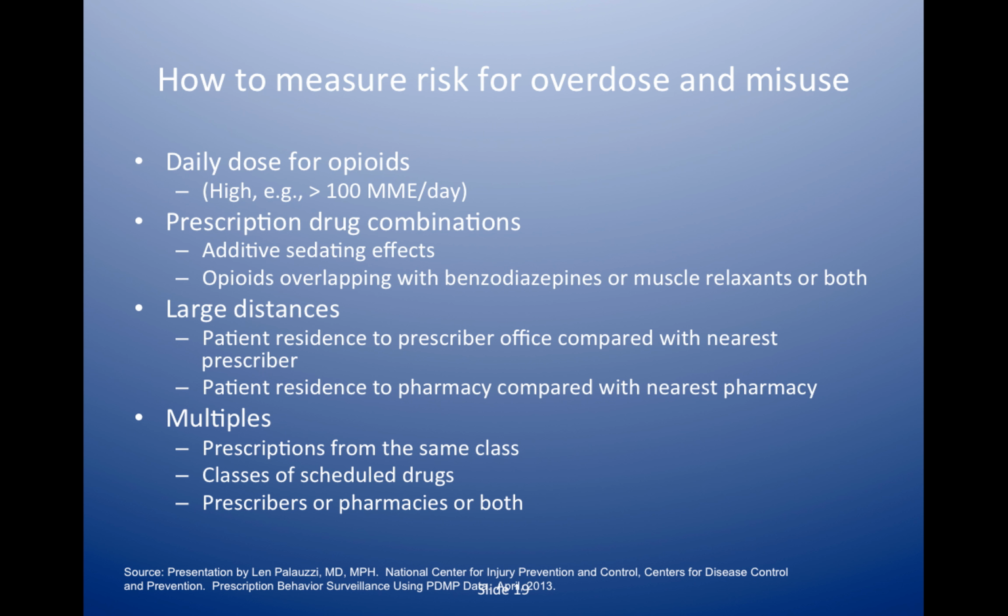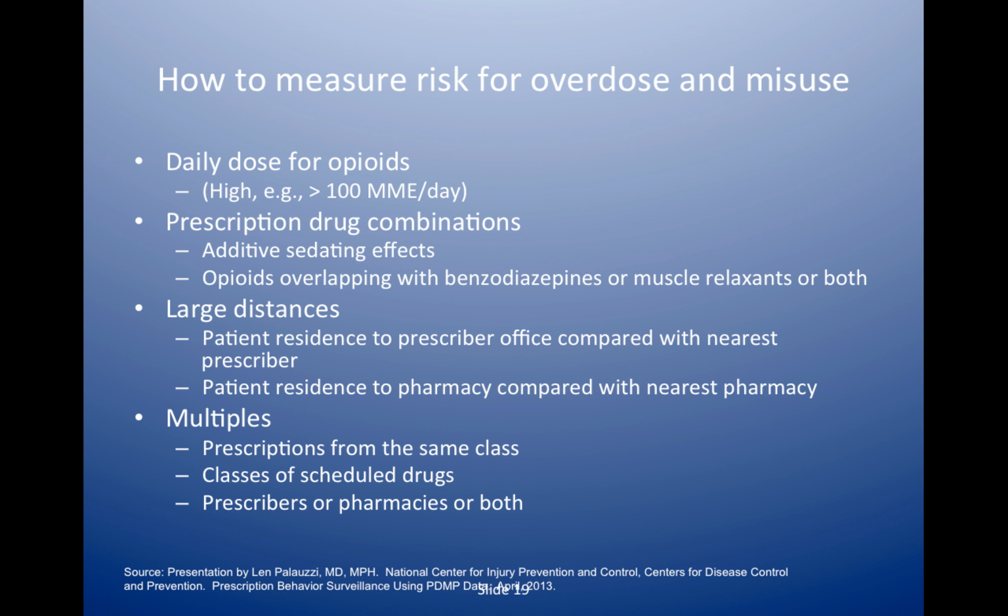So how do we measure risk for overdose and misuse, because that's the mortality. People with high doses of opioids, greater than 100 morphine equivalent milligrams a day. Prescription drug combinations. We know now about our black box warning with benzodiazepines and opiates. Those together have additive sedating effects. Opiates overlapping with benzodiazepines or muscle relaxants. Two or more respiratory depressant medications are a red flag for overdose.